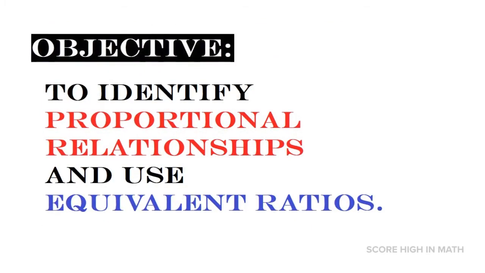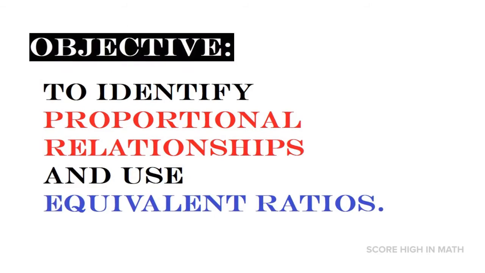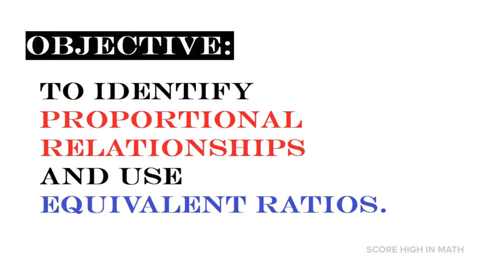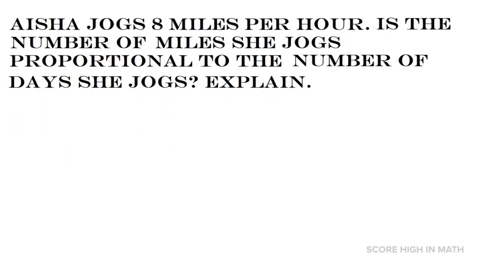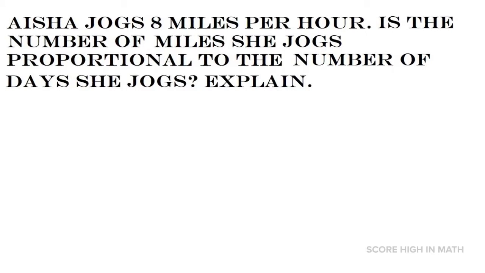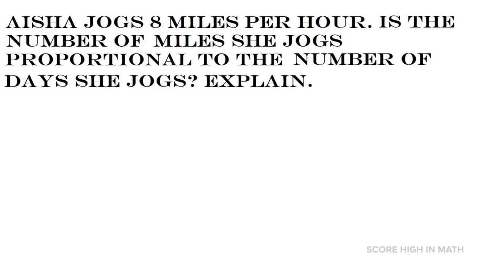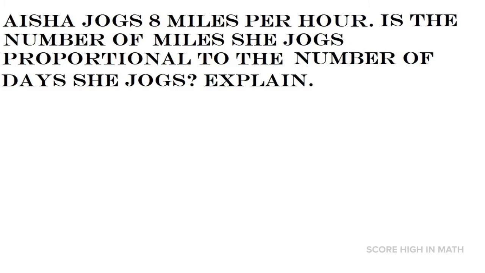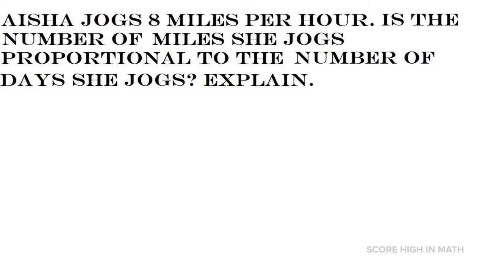Moving towards our main lesson, we are going to identify proportional relationships and use equivalent ratios. Let us work on this example so that you will be guided. Aisha jogs 8 miles per hour. Is the number of miles she jogs proportional to the number of hours she jogs? Explain.